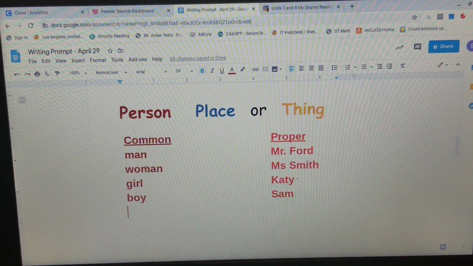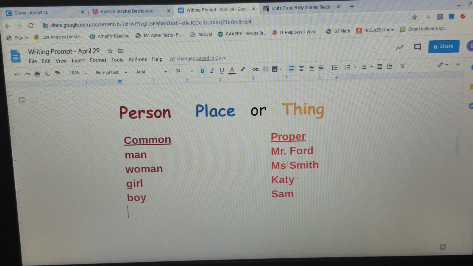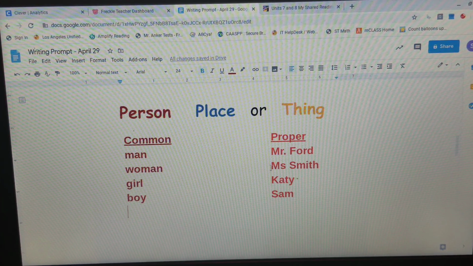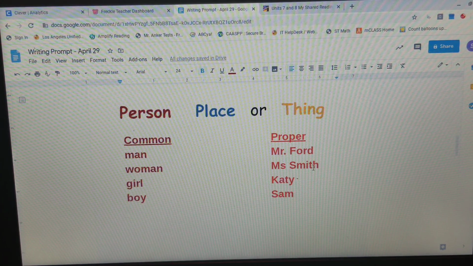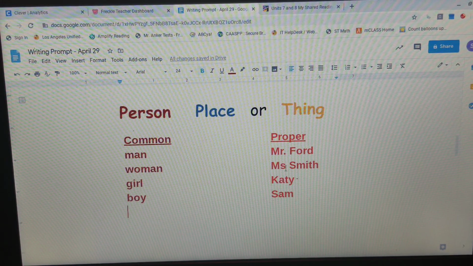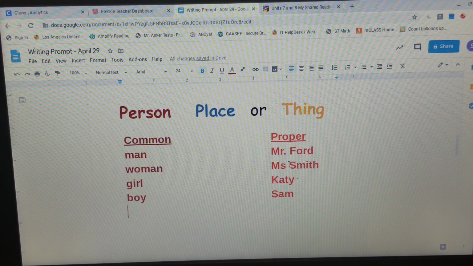Woman is a common noun, but if we think of a particular woman and use her name, we can use something like Miss Smith or Mrs. Little or even Mrs. Huerta.